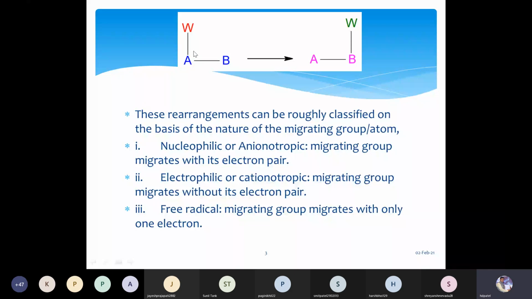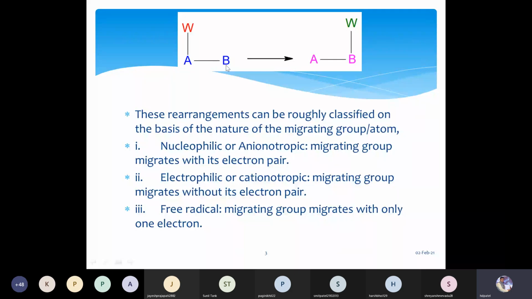This group will migrate from here with the electron, means it can be converted into W minus and attached with B. So this type of migration is known as nucleophilic migration or anionotropic. Anion means negative. Anionotropic migration: the migrating group migrates with its electron pair. Means W will migrate with the electron pair from position A to position B.